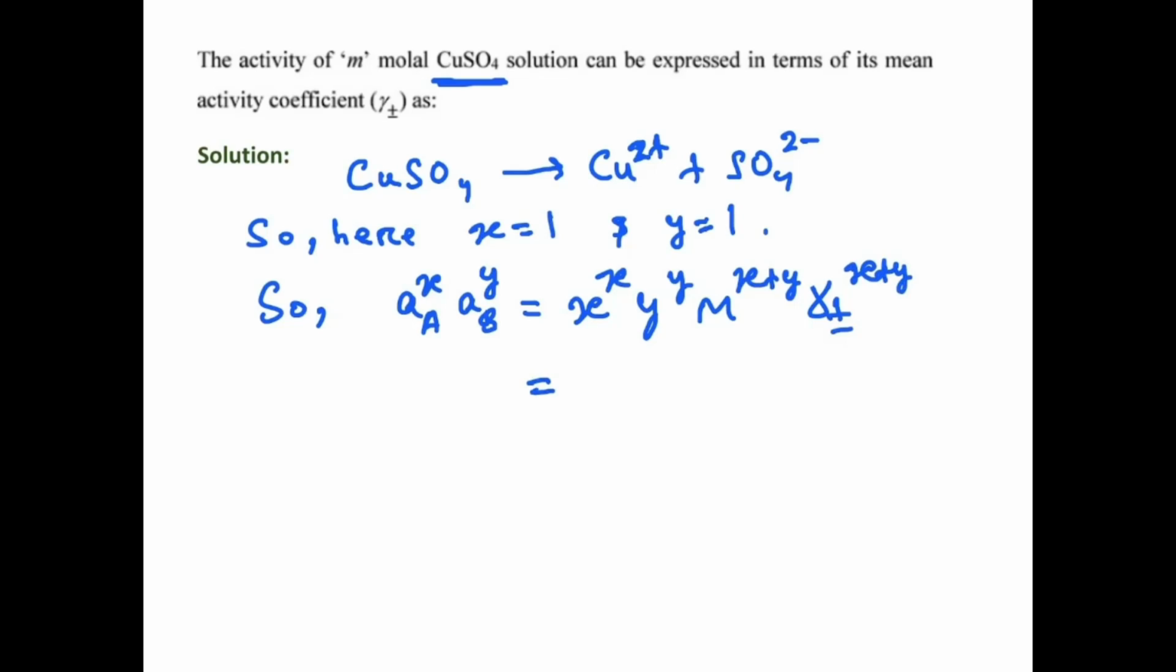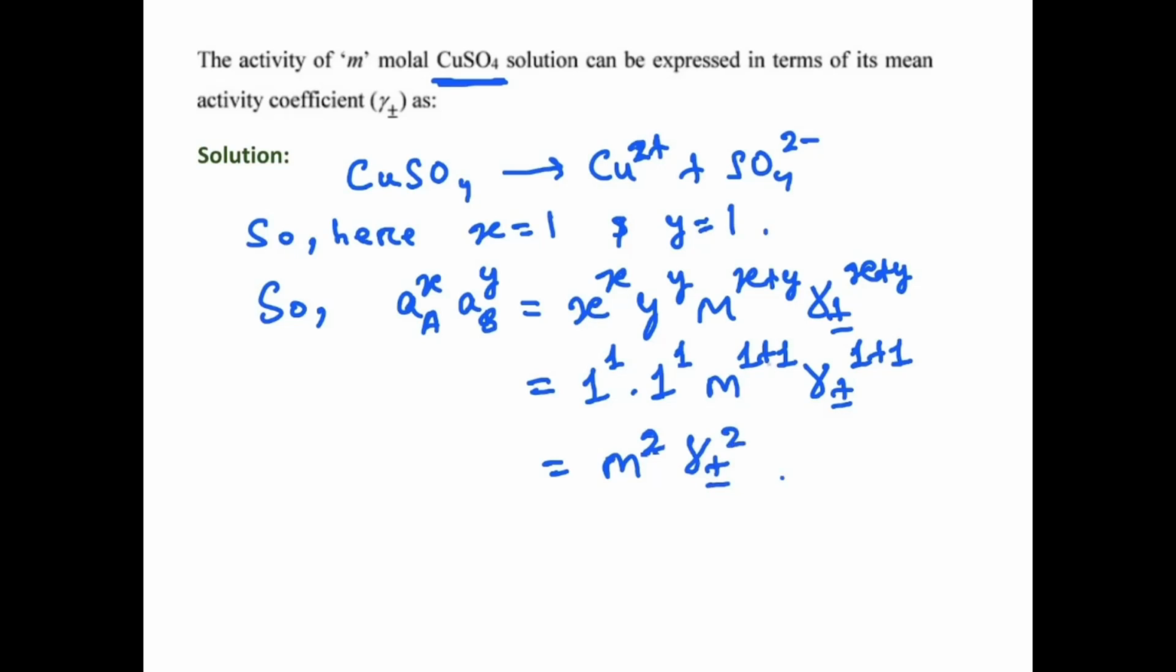Here putting the value of x and y, we will get 1 to the power 1 into 1 to the power 1 m to the power 1 plus 1 gamma plus minus to the power 1 plus 1. That will be m square gamma plus minus square. That implies here activity of the electrolyte in terms of mean activity coefficient is m square gamma plus minus square. So here the correct answer that we have got is m square gamma plus minus square, that is option A.